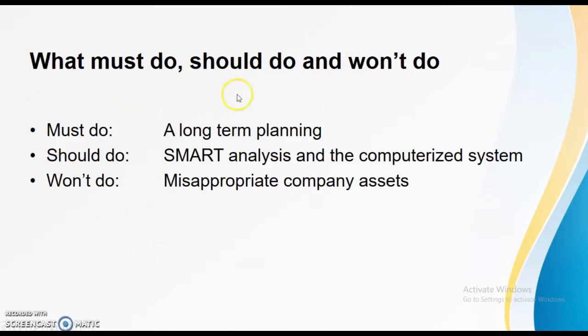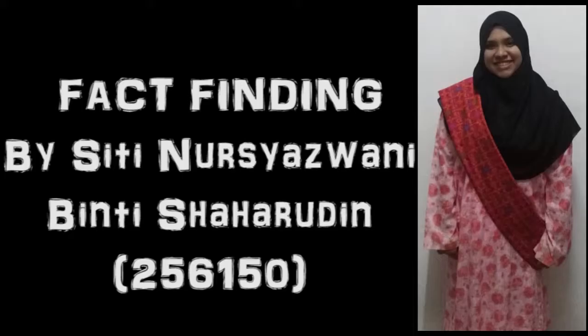Next, what we must do, should do, and won't do. Must do is we have to have long-term planning to achieve our target. Next, should do, we have a smart analysis and a computerized system to record all of our transactions. Won't do is misappropriate company assets by using the computerized system.